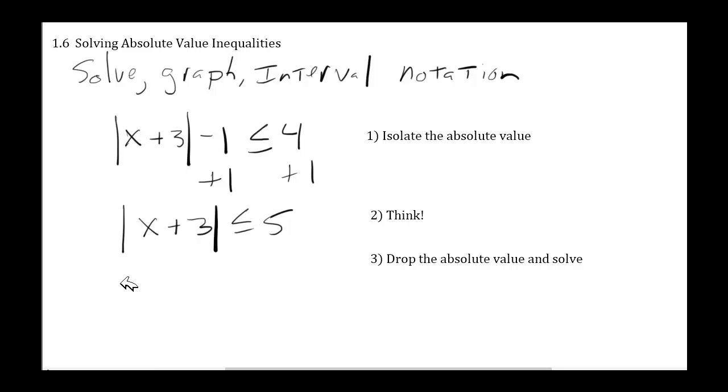So I've got x plus 3 is less than or equal to 5. Okay, one step here, move 3 over. No flipping here because I'm not multiplying or dividing, I'm just subtracting. And I get x is less than or equal to 2.